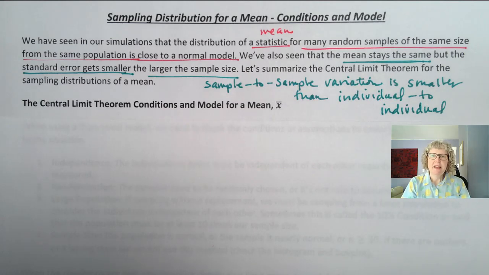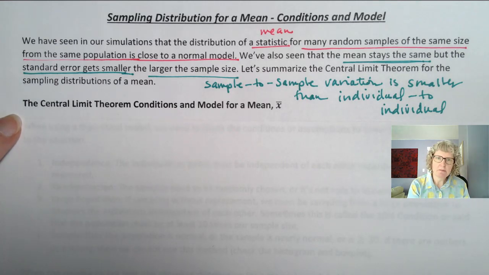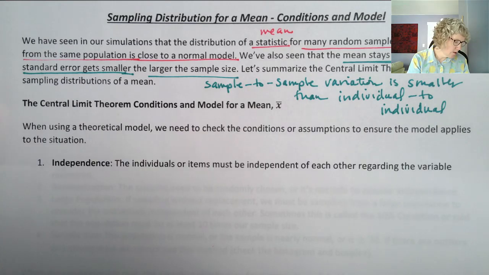Okay, and then of course the larger sample size we take, so we could take a sample of 100 people. If we did 500 people, we're averaging more, and so it will go even more into the middle. So the larger the sample size, the smaller the standard error. Okay, so we can kind of review this central limit theorem, conditions and model for a mean, x bar.